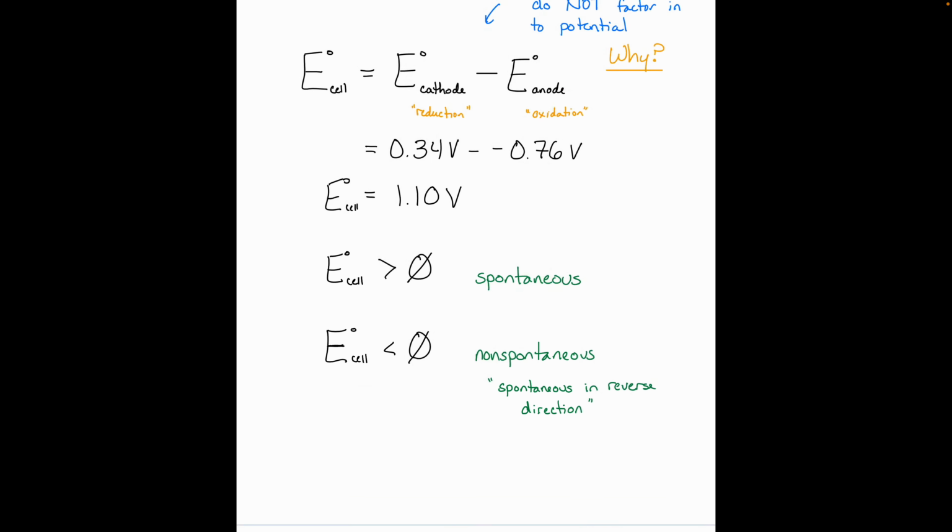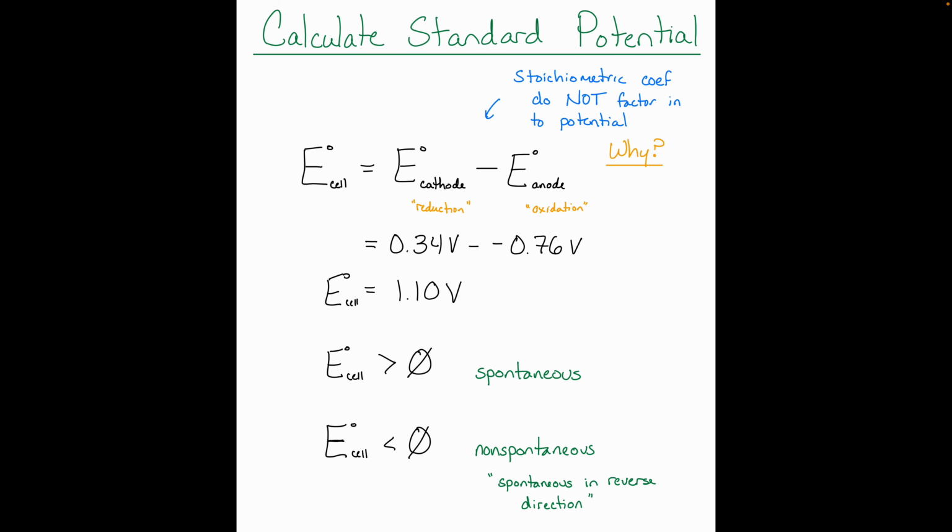All right, so we have this constants page that will help us calculate our standard potential of our battery. We take our cathode potential minus our anode potential. All right, this is measured in volts. We don't see any stoichiometric coefficients that appear in that equation. And we have that if our potential is greater than 0, that's a spontaneous battery. And if that potential is less than 0, that's a non-spontaneous battery.